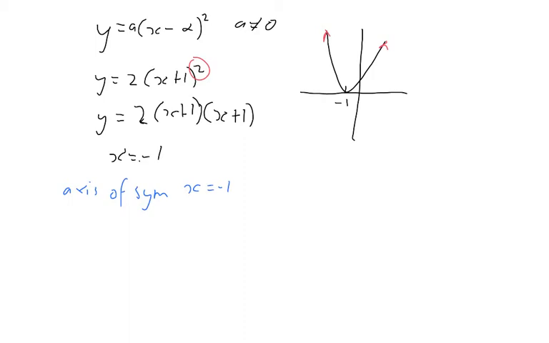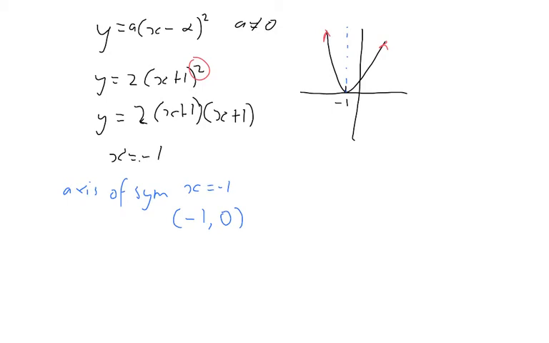Now if that's the case, x equals minus 1, that means our coordinate has to be (-1, 0), because that's where it's touching. So straight away we've got our axis of symmetry and we have our vertex has to be at the same point. Alright, so it's not an intercept, it touches at x equals minus 1. Our vertex is (-1, 0).